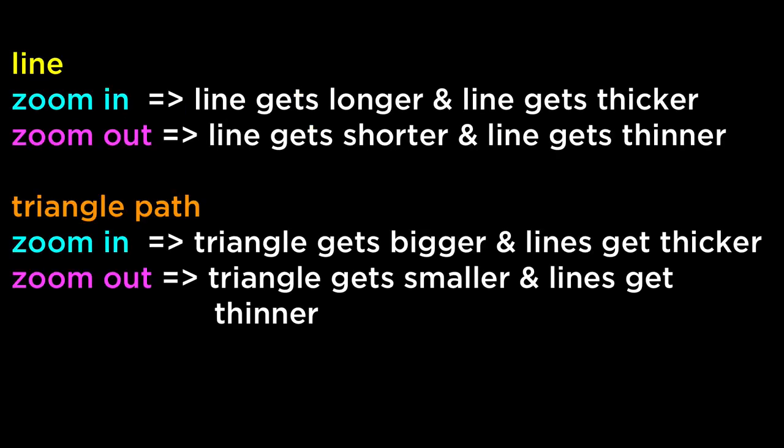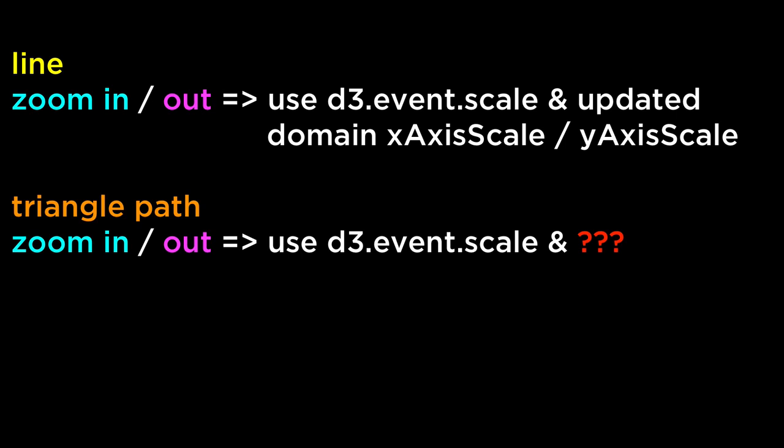In the case of the line, when we zoom in, we want the line to get longer and thicker. And when we zoom out, we want the line to get shorter and thinner. In the case of the triangle path, when we zoom in, we want the triangle to get bigger and the lines to get thicker. And when we zoom out, we want the triangle to get smaller and the lines to get thinner.